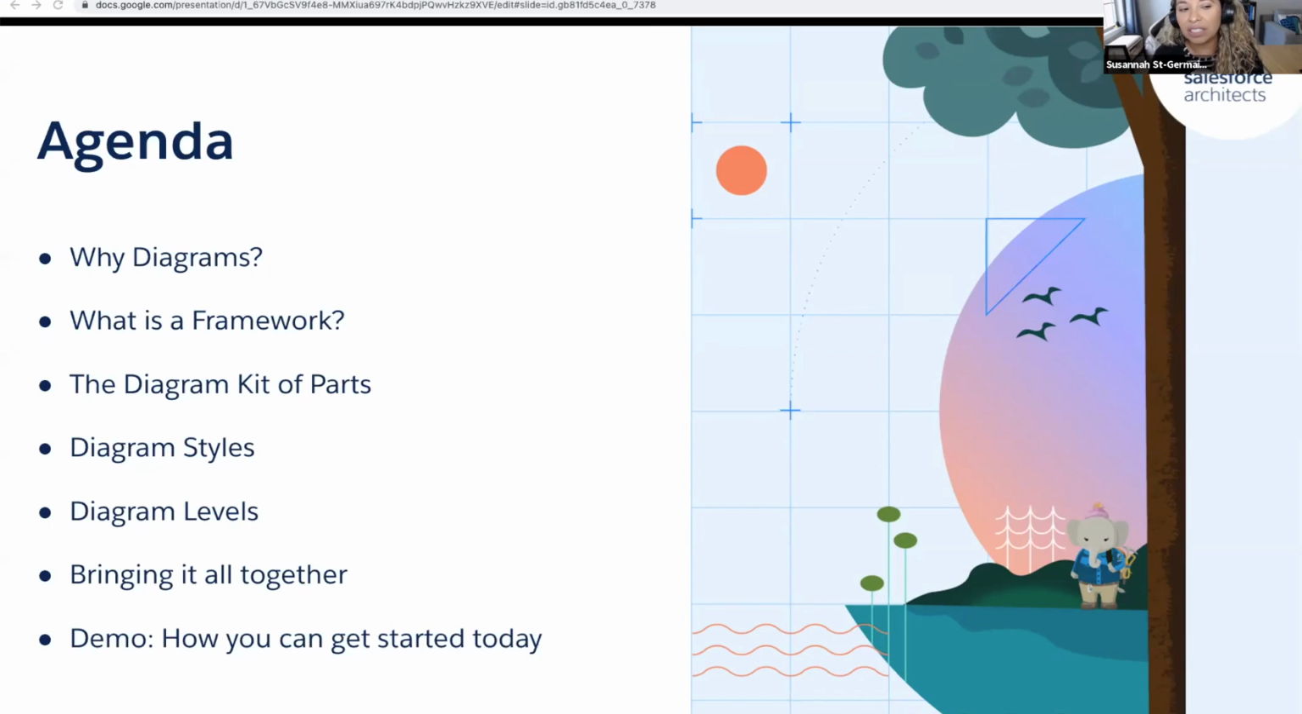We'll dive into something that's called the diagram kit of parts, and then talk about different diagram styles and diagram levels. And finally, we're going to bring it all together to show you some examples of how you can use the building blocks of Salesforce diagrams to create reusable, efficient, effective, understandable diagrams in both of the different styles that I'll cover. And I'll also do a small demo at the end to show you how you can start working with all of the tools that I show you today, right after we get off this call.